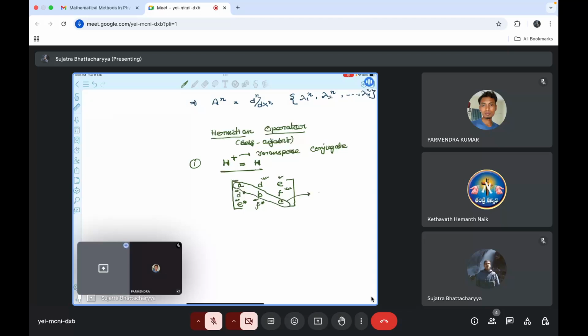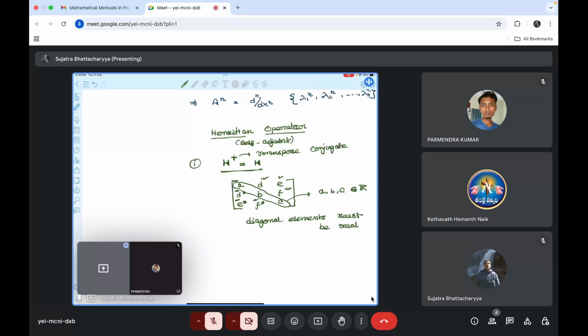Number two is that look at the diagonal elements A, B, and C. These A, B, and C must always be from the real space. That means A, B, and C, the principal diagonal elements, must be real. Okay, this is one of the important properties.